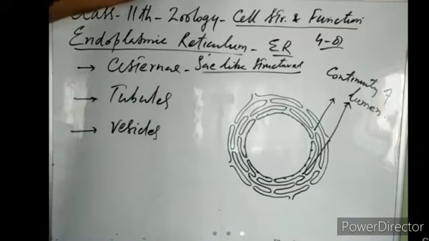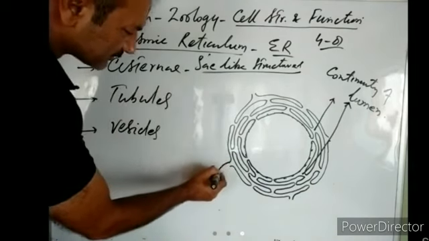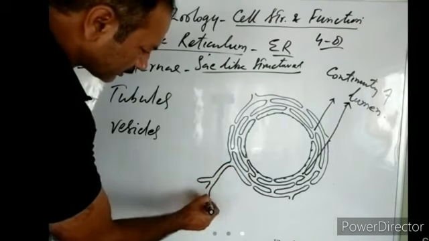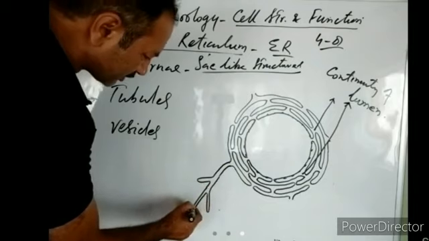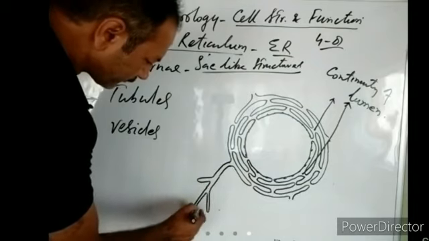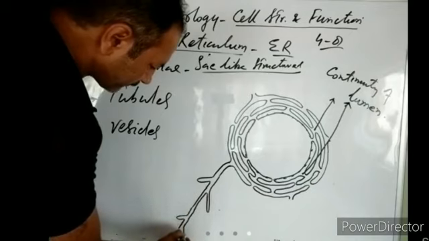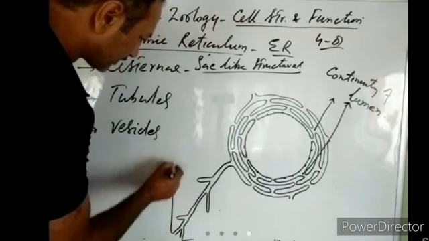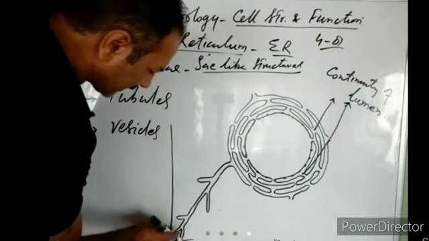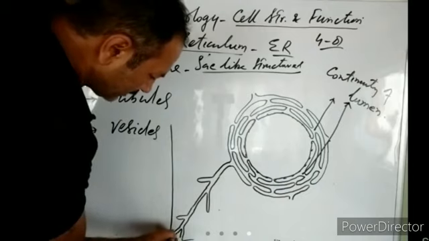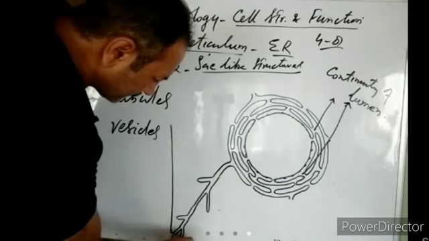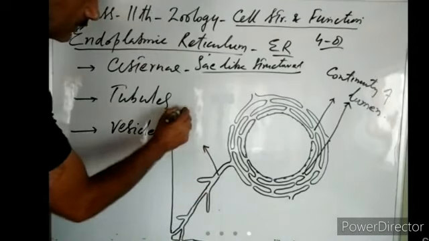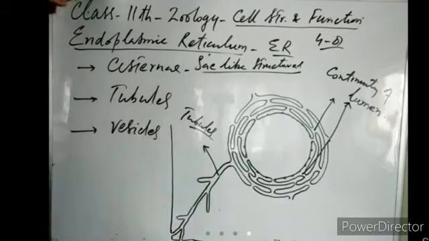Then we have got tubules. These tubules are tube-like structures. They are branching tube-like structures, which may be joined with the plasma membrane. So these branching tube-like structures are known as tubules.